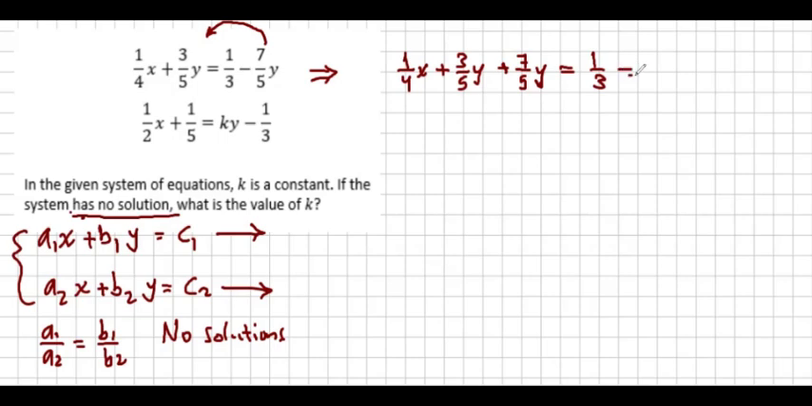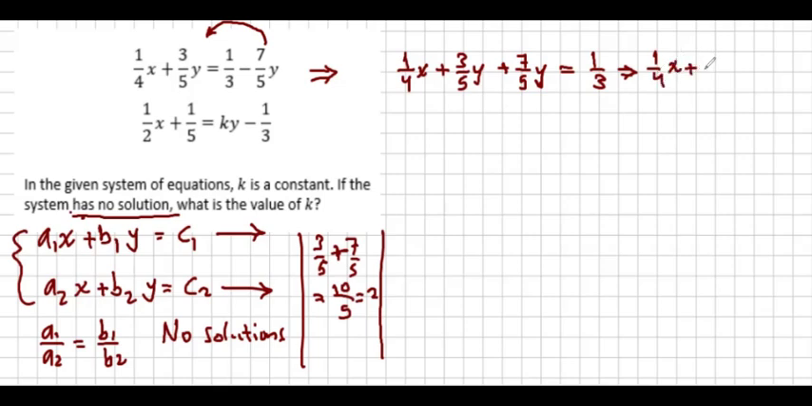We can also modify it more by adding these two numbers, 3 over 5 plus 7 over 5. It's easy to think about. They are two fractions with the same denominators. In order to add them, just add the numerators. So 3 plus 7 is 10 over 5, which is equal to 2. So we have 2y instead of all of this. So we can write the equation as 1 over 4x plus 2y equals 1 over 3.